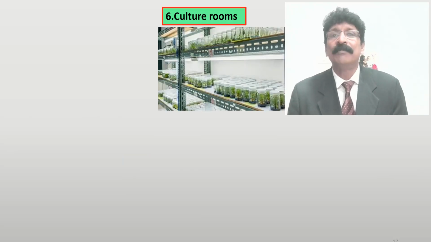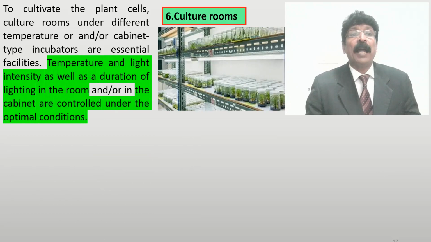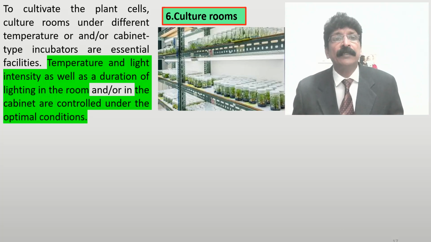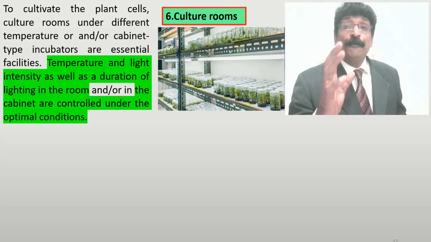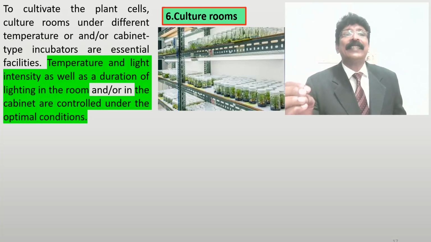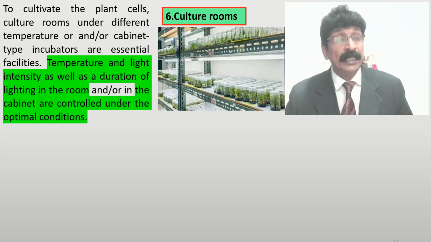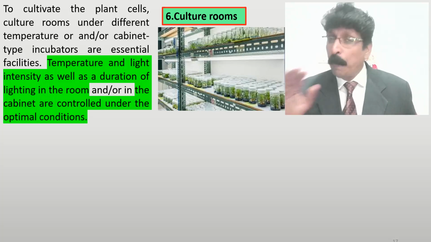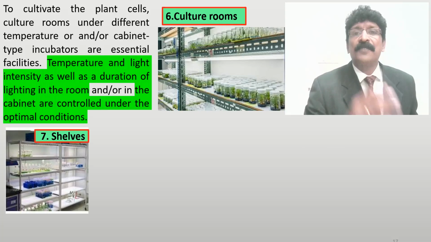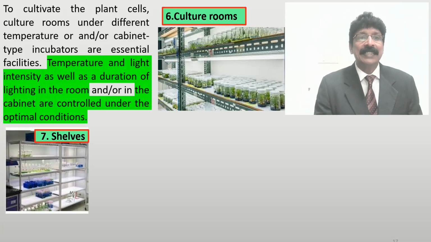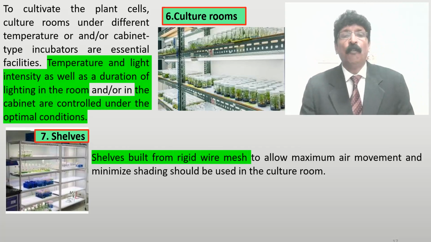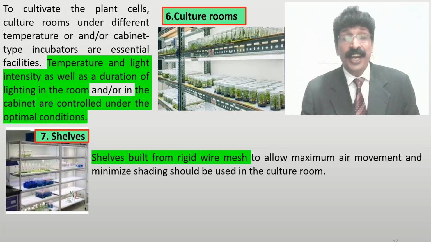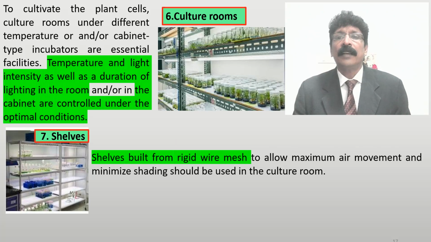Number 6, culture room. When you come to a culture room, to cultivate the plant cell, a culture room under different temperature, or a cabinet type incubator, is essential. They facilitate temperature and light intensity as well as the duration of light in the room or in the cabinet, which are controlled under the optimal conditions.